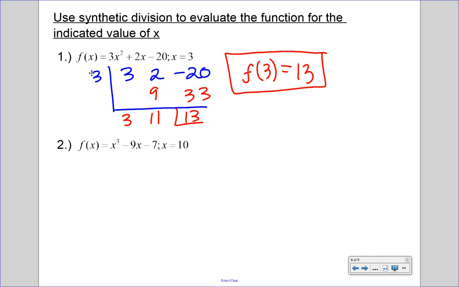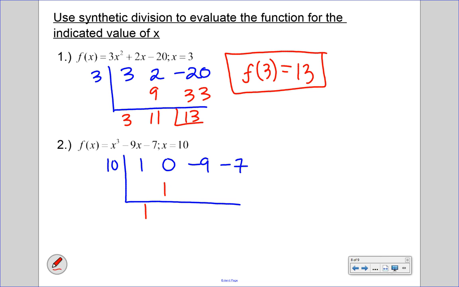So let me show you how to evaluate using synthetic division for number 2. X is 10, so we put down a 10. We have x cubed, which is 1. We don't have an x squared, so we put a 0. Minus 9, minus 7. We bring down the 1. 10 times 1 is 10. 0 plus 10 is 10. 10 times 10 is 100. Negative 9 plus 100 is 91. 91 times 10 is 910. Negative 7 plus 910 is 903.